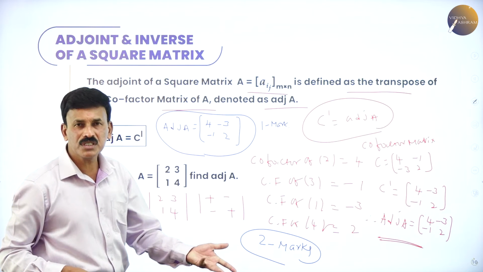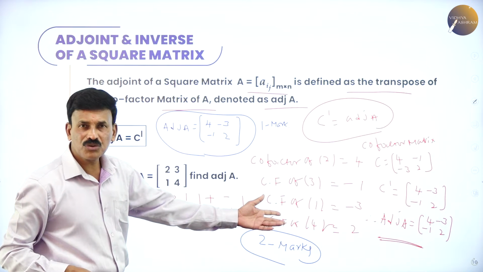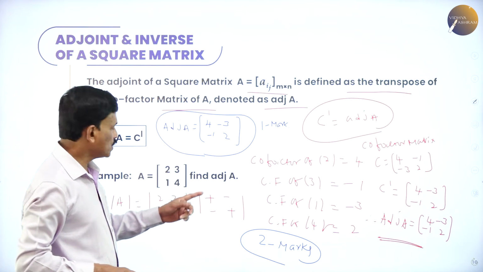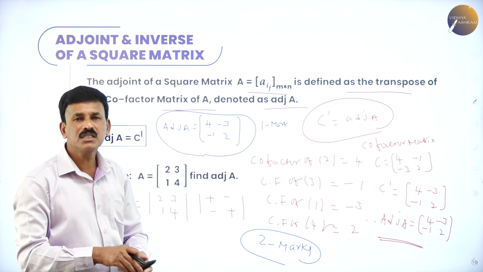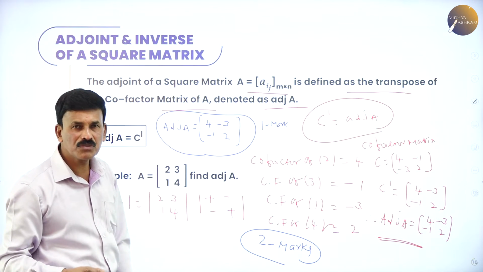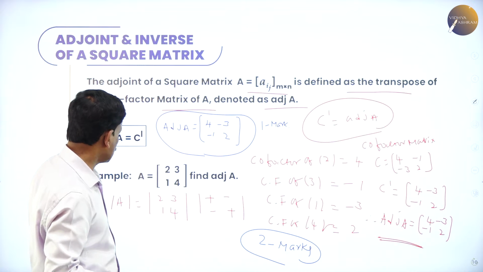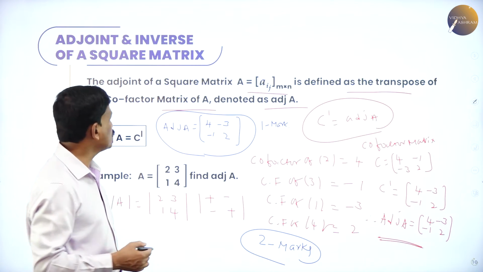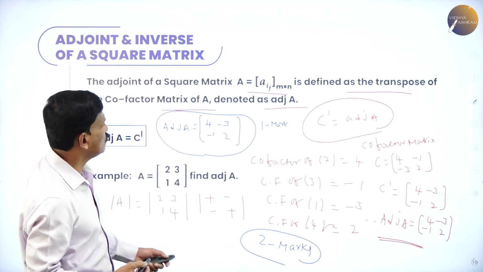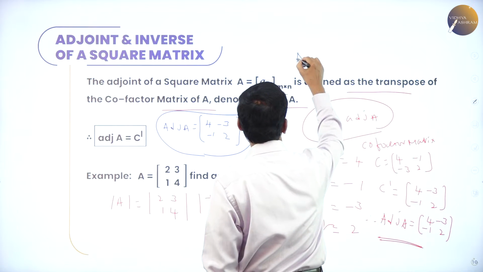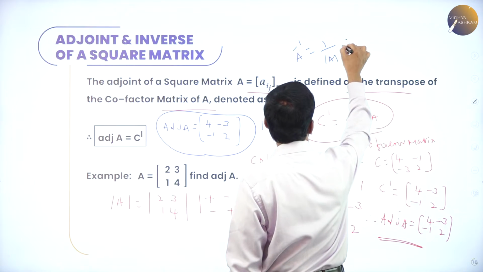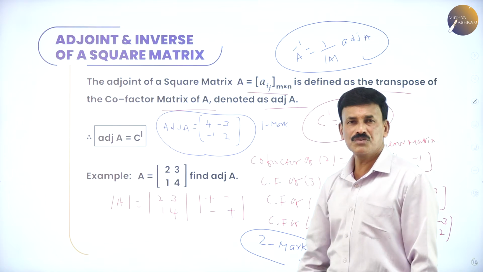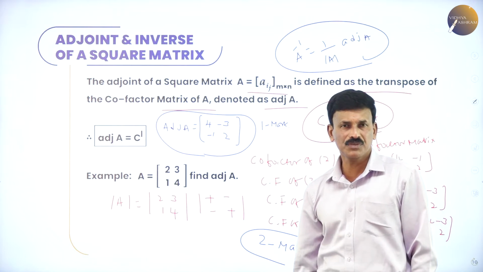So, there are 2 methods to find the adjoint. This is by finding the cofactors and taking the cofactor matrix and transpose. Here, directly, just interchanging the diagonal elements and changing the signs for the secondary diagonal elements will give the adjoint of a given matrix. If this is divided by the determinant value, then we will get the inverse. So, A inverse is given by 1 over determinant of A into adjoint of A. That's it. This is how we are going to find the adjoint and inverse of a square matrix.